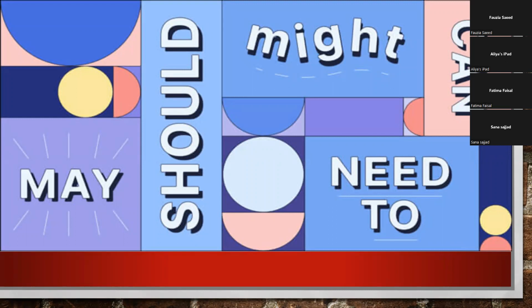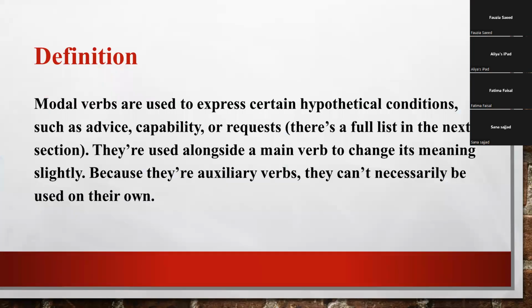Okay, so now we come to know about the definition of modal verbs. What are the modal verbs? Modal verbs are used to express certain hypothetical conditions. A hypothetical condition is one about which you are not sure. You make a hypothesis about that condition. So you may guess about that condition, such as advice, capability, or request.